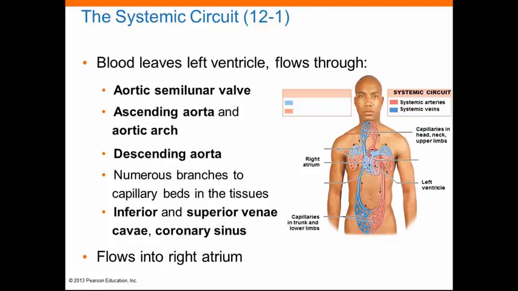In the systemic circuit, blood leaves the left ventricle and will pass through the aortic semilunar valve, entering into the ascending aorta and the aortic arch. From there, the blood can flow into the descending aorta and numerous different branches to capillary beds in the tissues. The now oxygen-poor blood will be drained by the inferior or superior vena cava and the coronary sinus. These vessels bring the blood back to the right atrium of the heart.